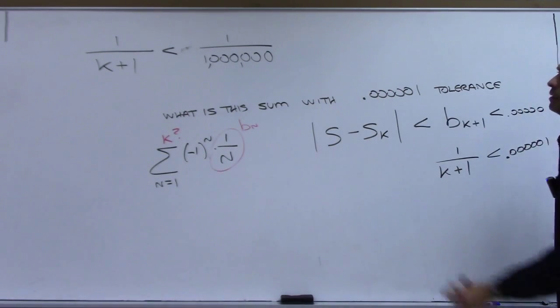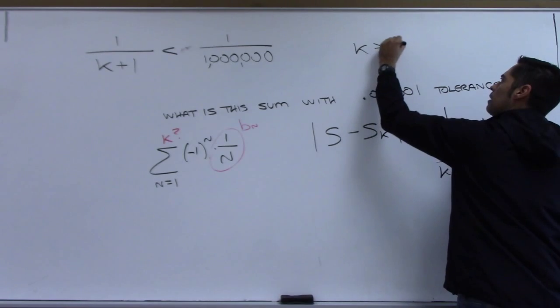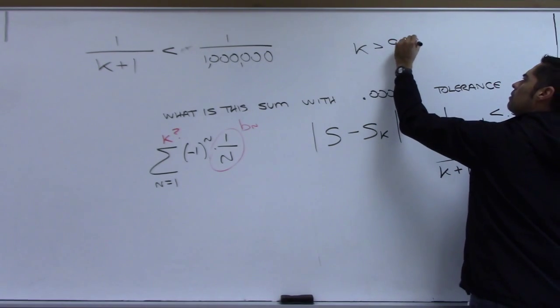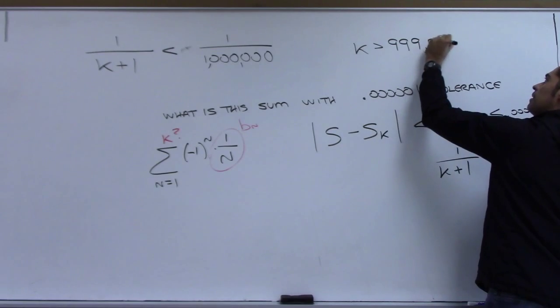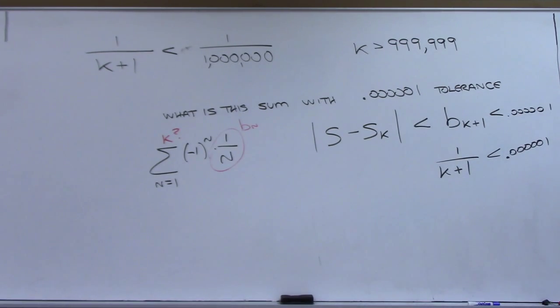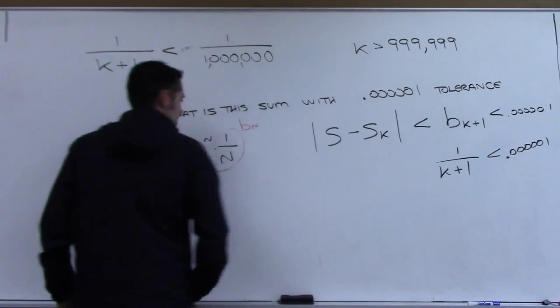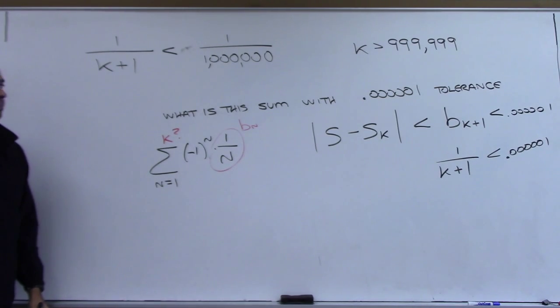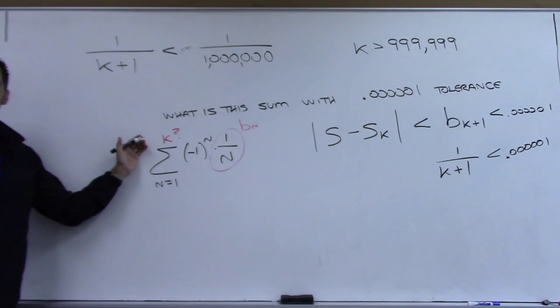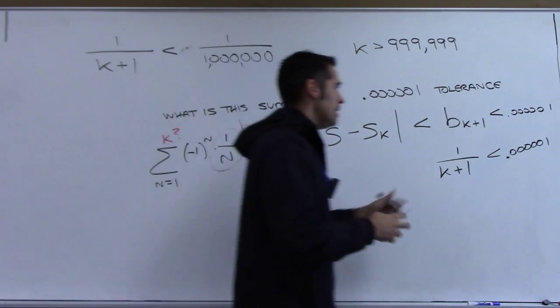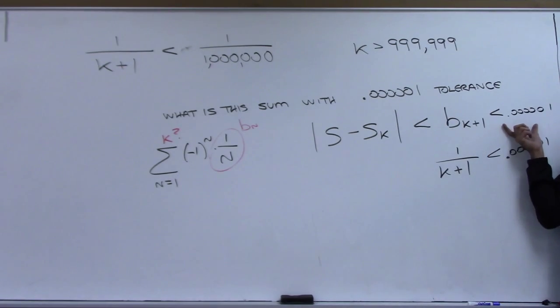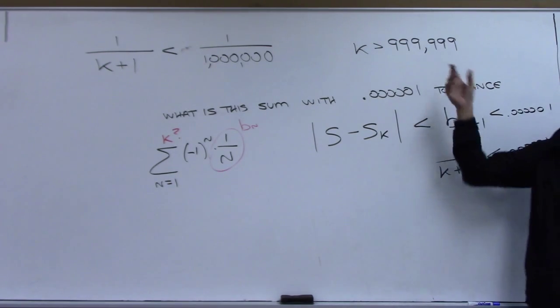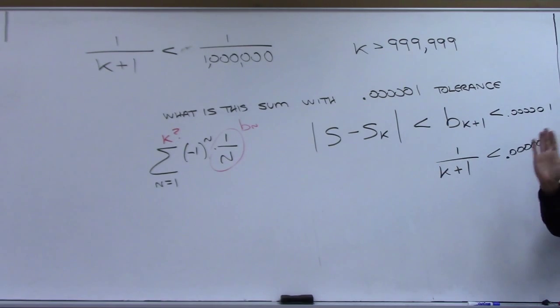K's what? K's got to be bigger than 9, 9, 9, 9, 9. I'd have to go out to the 999,999th sum to get that close to that tolerance. Now, I wouldn't want to do it, but that's if I'm in a computer and I need that tolerance. If I'm going to go that close to the true sum, I'm actually going to have to add up the first almost million of those to make it get that close to the true sum. Understand that?